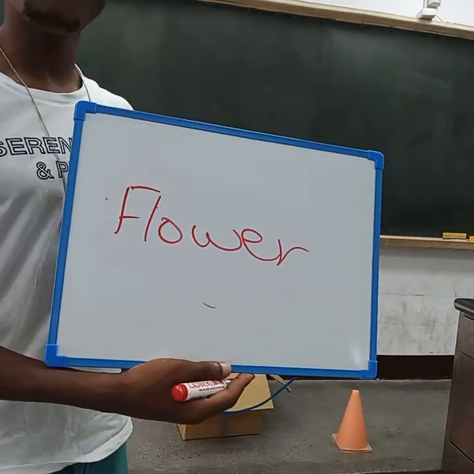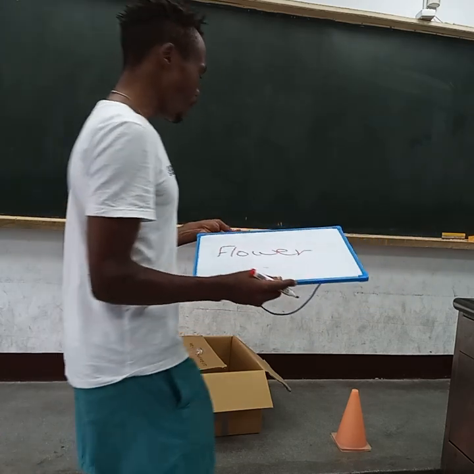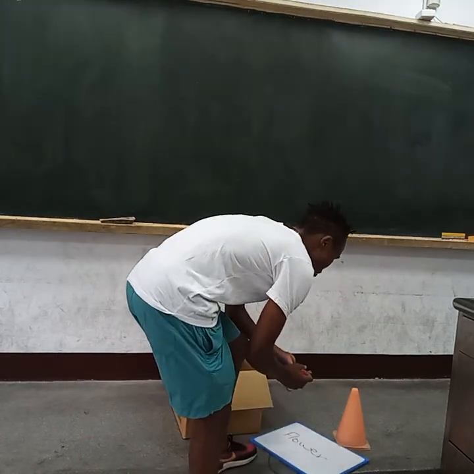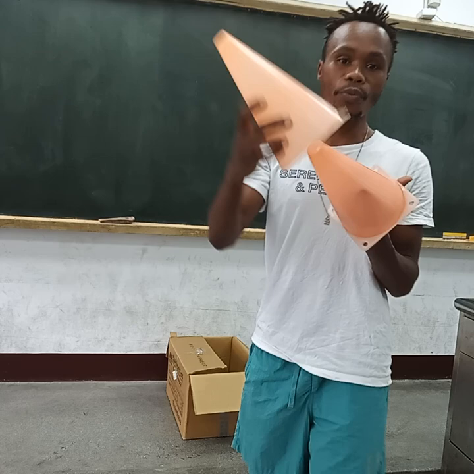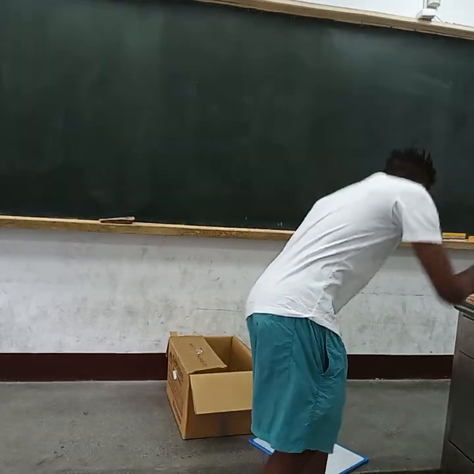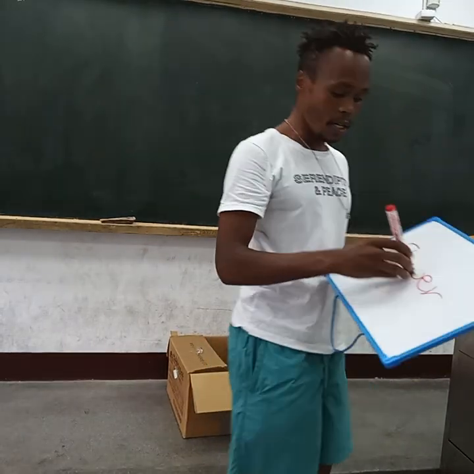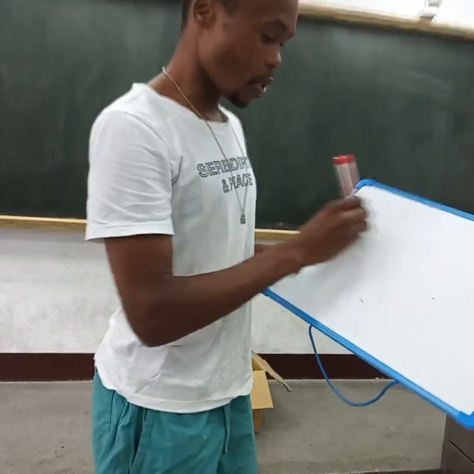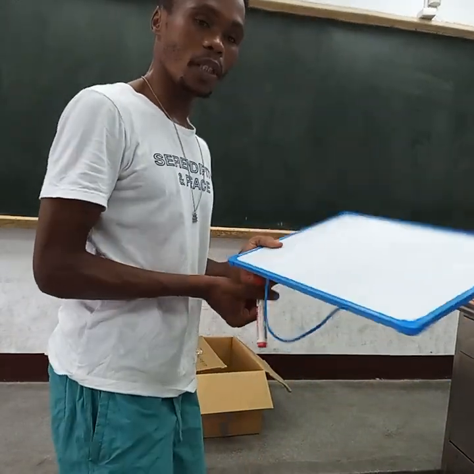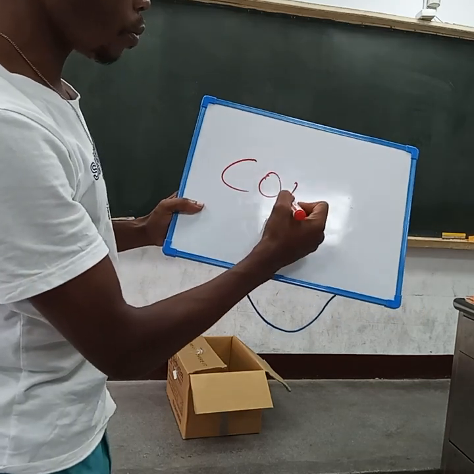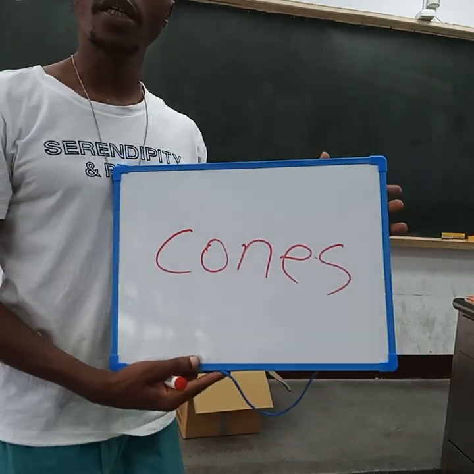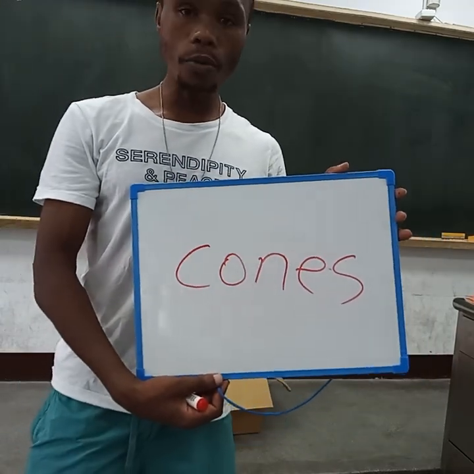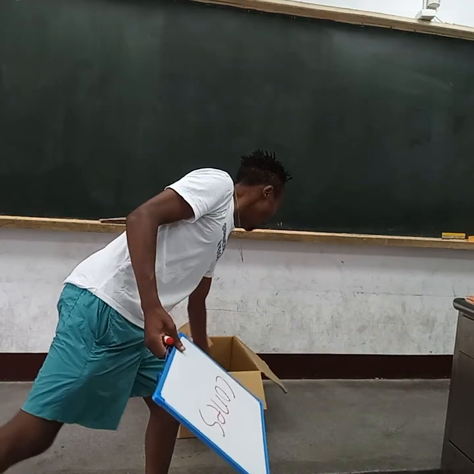Flower. Very good. All right. Now, I'm going to introduce two things that I've never taught you about. We call these cones. All right? Cones. We call them cones. Okay? Let's erase the flower and write cones. What do we call them? Cones. All right, excellent.